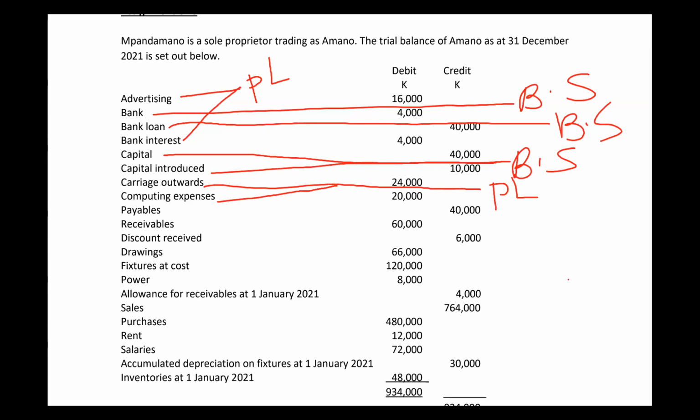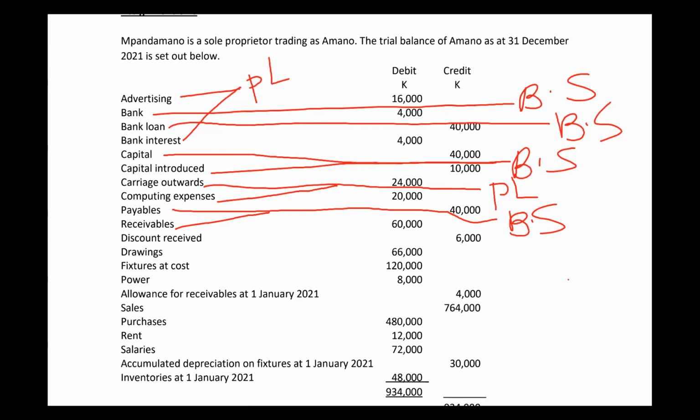Then you got the payables. The payables sometimes are called the creditors. Where do you place the payables? The creditors. It's a short-term liability. Balance sheet. It goes in the balance sheet, right? The short-term liabilities are placed in the balance sheet. Receivables, sometimes you call them the debtors. In other literature, you find them recorded as the debtors. So receivables or debtors, they go into the balance sheet as current assets.